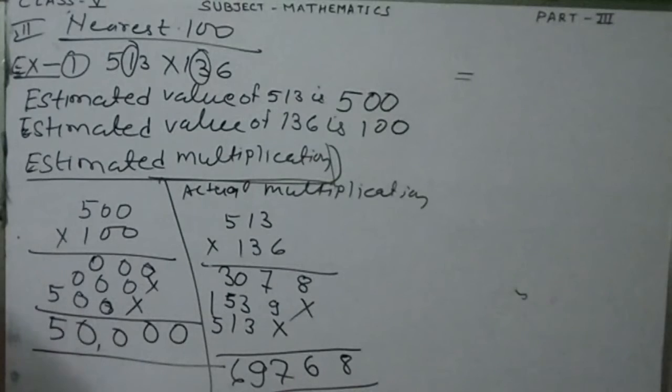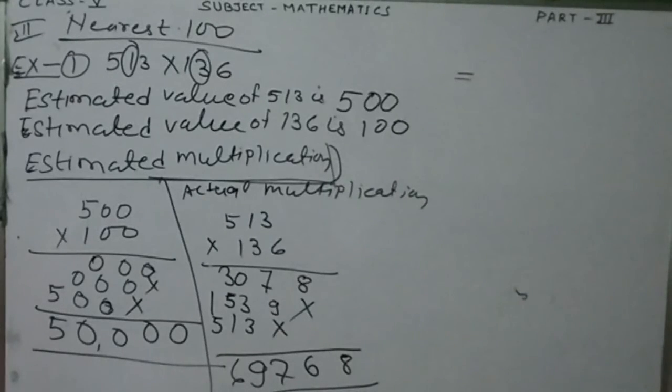In multiplication, for finding the product, only two types of questions are given in your book. First, find out the estimated product and actual product by rounding off to the nearest 10, and second, find out the estimated product and actual product by rounding off to the nearest 100. Okay.